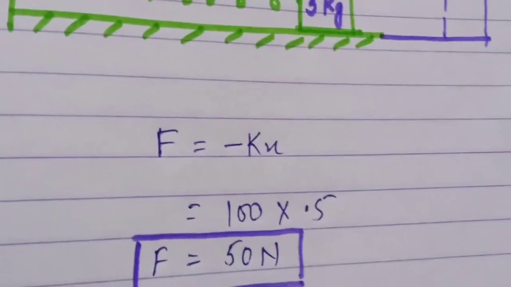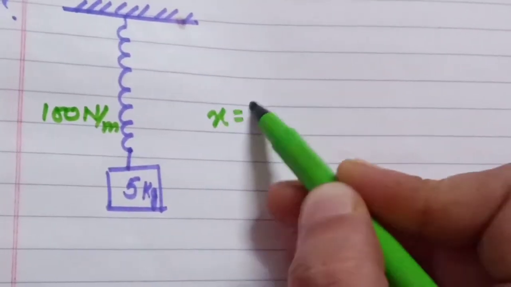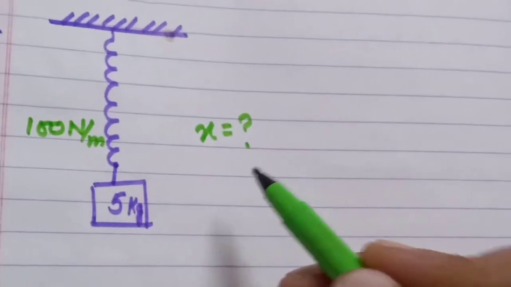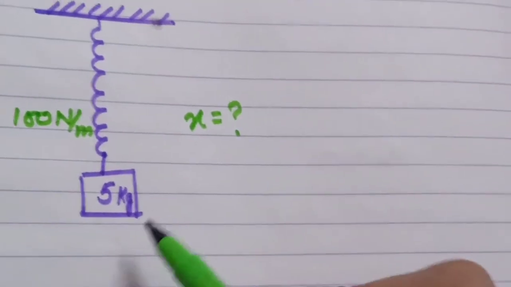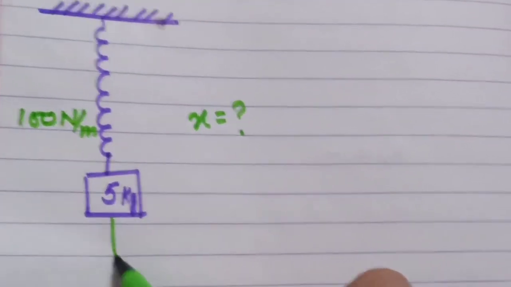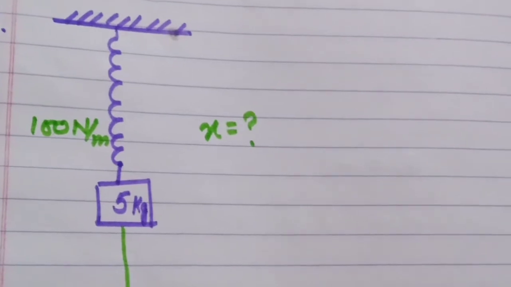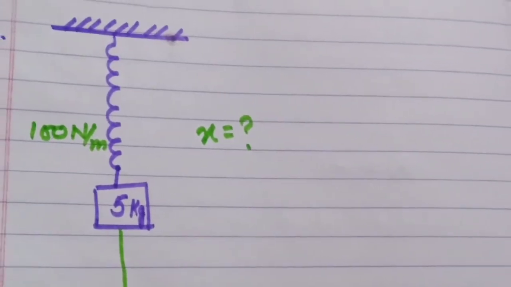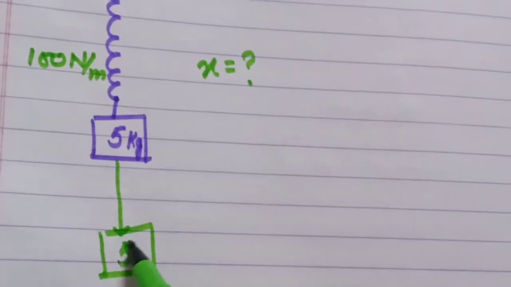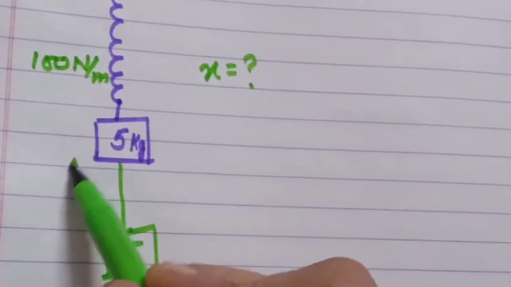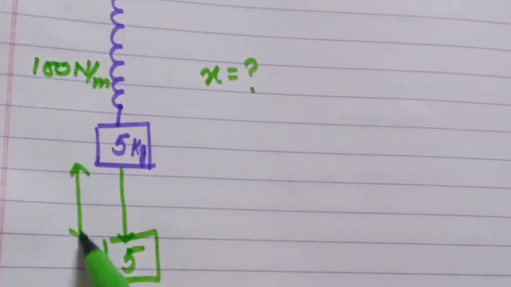Now we will come to the next condition. If there is a system where the spring constant is 100 Newton per meter and the block having mass 5 kg, so what is the value of x? Here we find the x. Okay, so if the block is expanded, it is here. Okay, so the value of x.